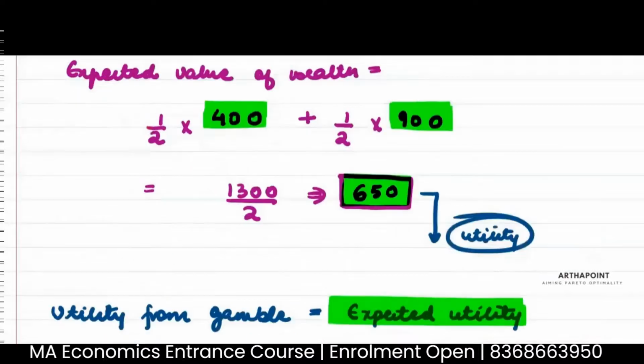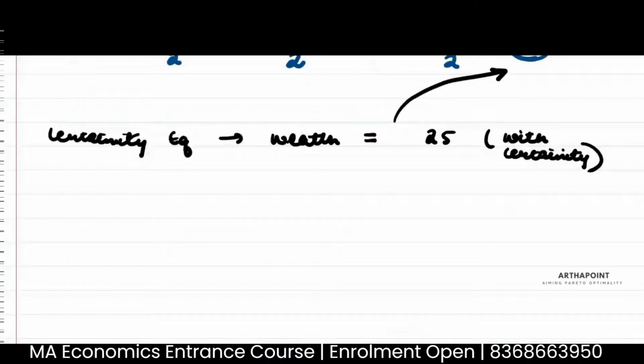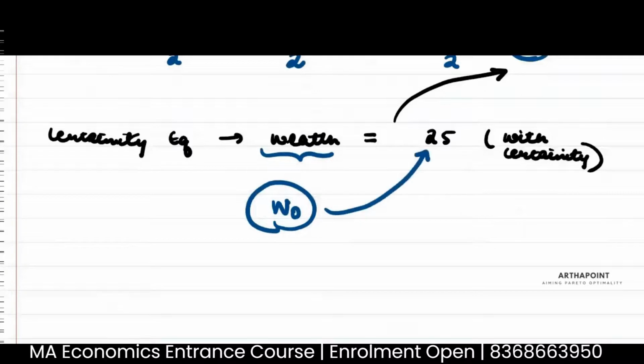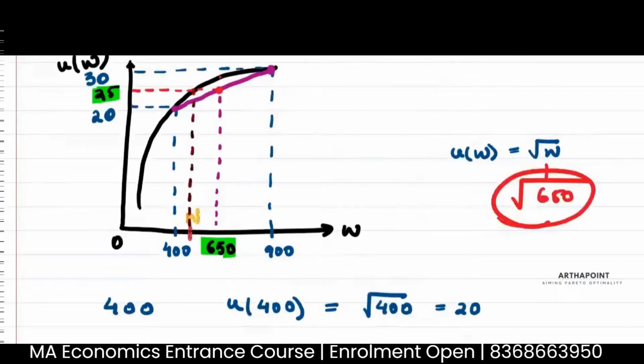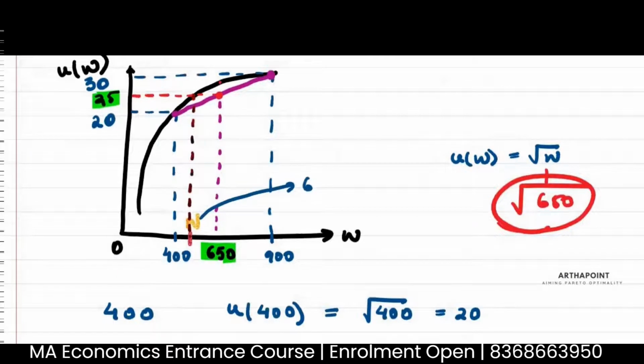So let's say that wealth be W naught. So I'm saying W naught wealth gives me the utility of 25. Utility function is given by root of W, which means root of W naught is 25. So my W naught will be 25 square, which will be 625. So this is my wealth here, which is 625.